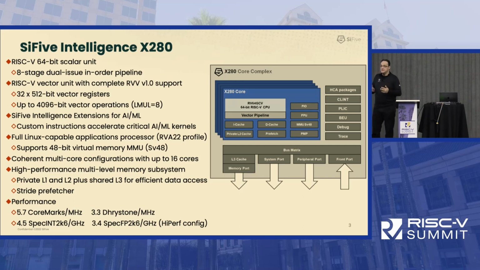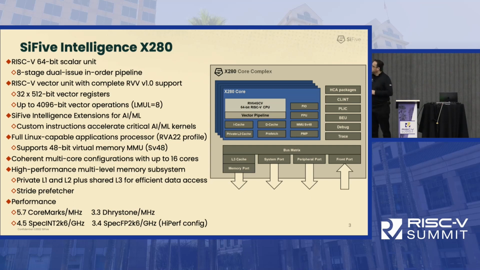So what is the Intelligence X280? Unlike our other cores, this one is really focused on wide vector throughput. It's a very efficient two-issue in-order scalar CPU, 64-bit address width, with a complete vector unit on the side that matches the complete RISC-V Vector 1.0 specification, so completely compatible. It's a full applications processor, has full V support in the vector unit.